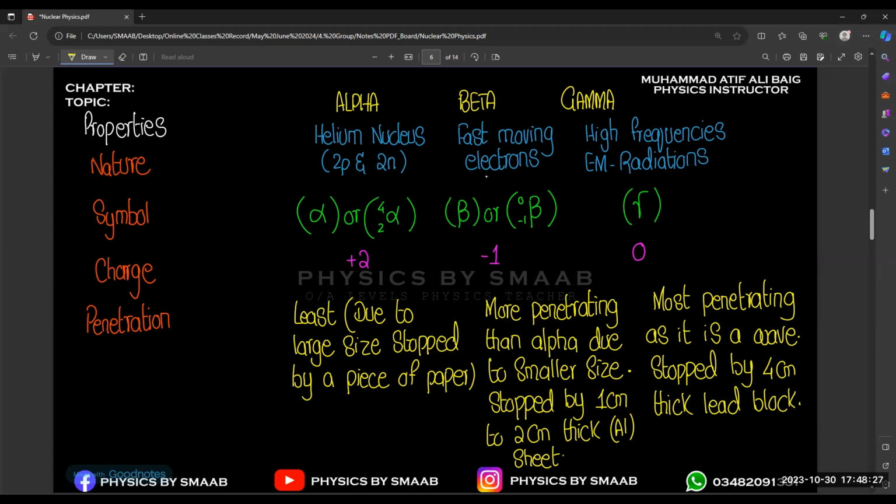And these numbers like 1 centimeter, 2 centimeter, 4 centimeter, these numbers are just for reference, right? Because sometimes in question, they ask you that this range of paper, thickness of paper or sheet or aluminum sheet or lead block is given. So you need to identify which element can penetrate through it or which radiation cannot penetrate through it, right? So we will discuss that in the past papers question. So this is just for your reference. Okay.